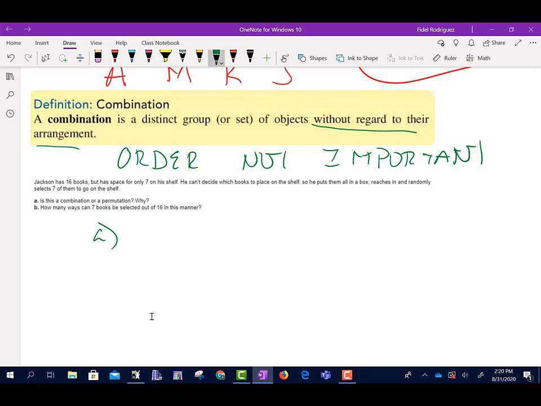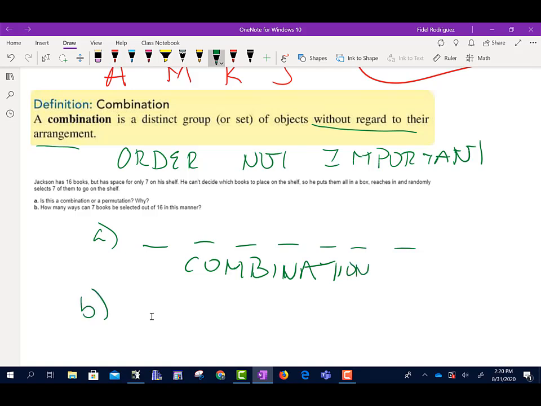So if he's going to pick those 7 books, right, he's just putting them on a shelf. It doesn't say anything like the first book he puts on there is the first book he has to read, anything like that, right? So when he puts his books on there, right, 1, 2, 3, 4, 5, 6, 7, when he puts them on there, the order is not important, right? Because as long as the books are on the shelf, that's really what's important. So this would be a combination because the order is not important. Okay.